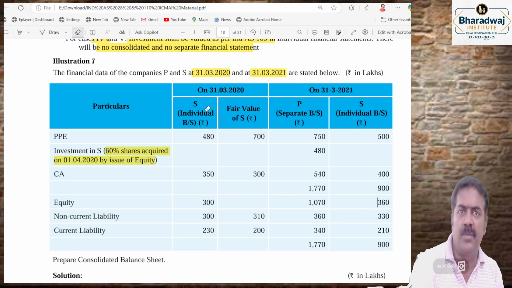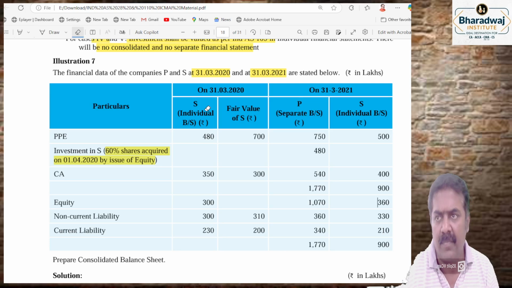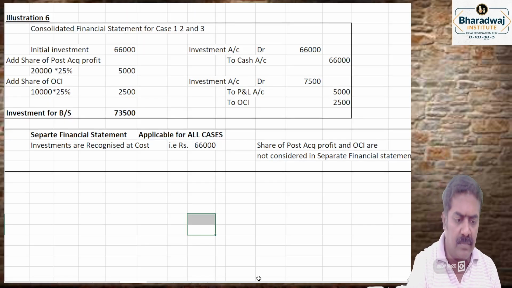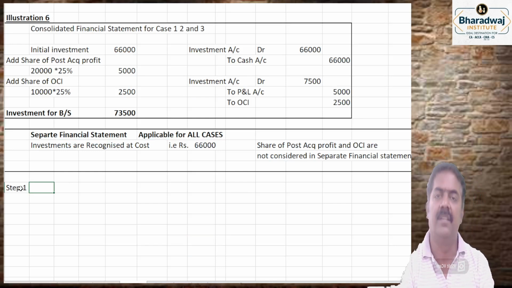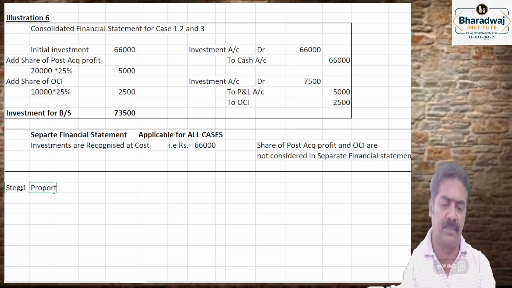Generally, it is asked at which one? End of the year. So, if it is asked at the end of the year, what is the step you have to apply? Proportion. Step 2.